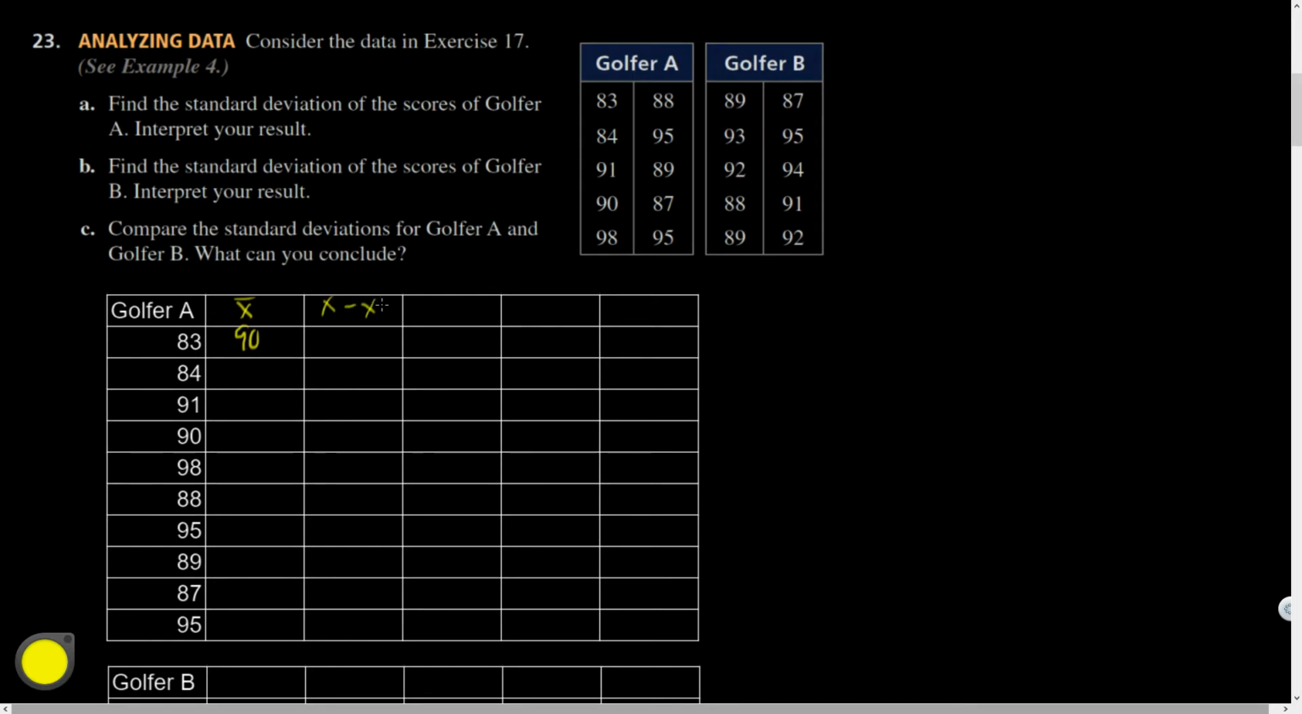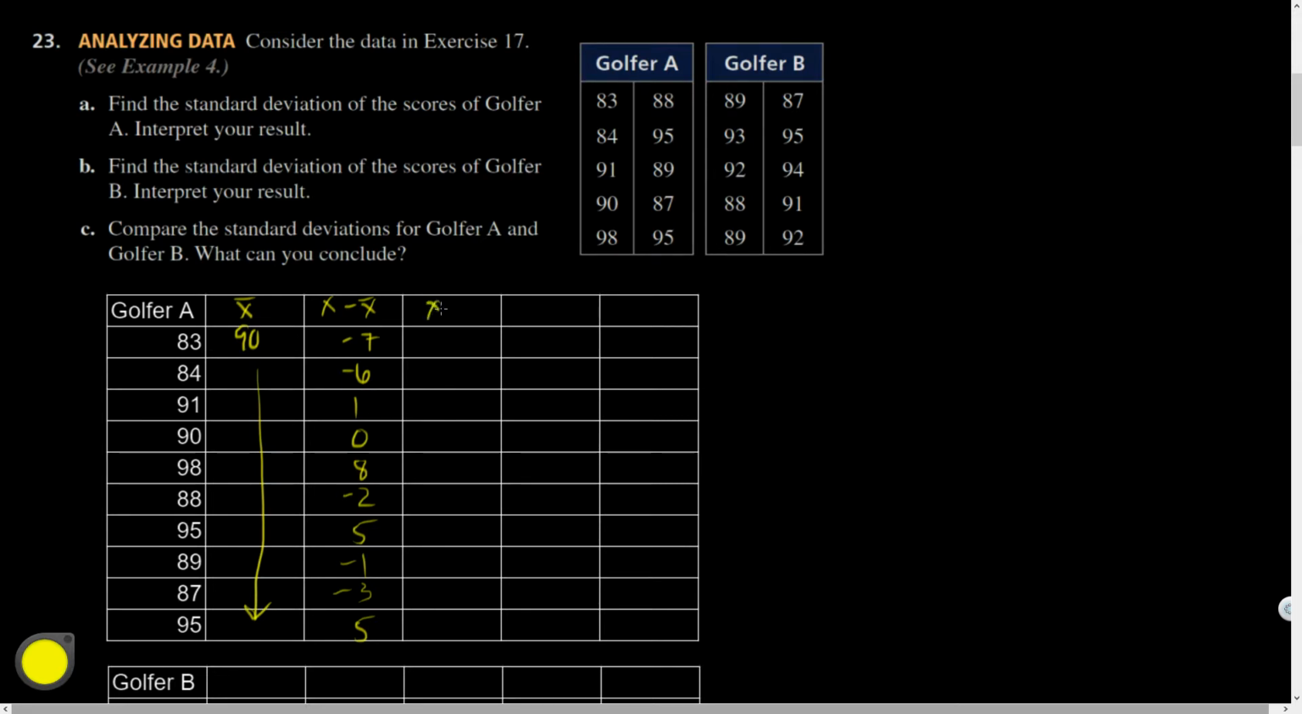Then we'll have X minus X bar. So 83 minus 90 is -7. 84 minus 90, because this column's all the same. Which, by the way, on the test, you'll actually be doing this in the table. So 84 minus 90 is -6. 91 minus 90 is 1. 90 minus 90 is 0. This one's 8, 2, 5, -1, -3, and 5. So I get all of those values by taking the original data point, subtracting.